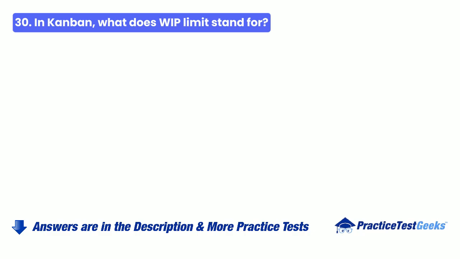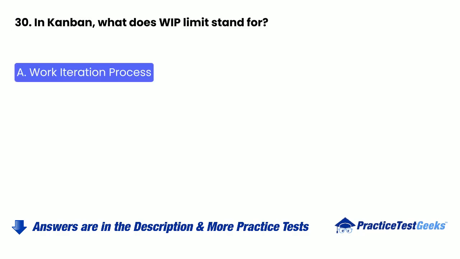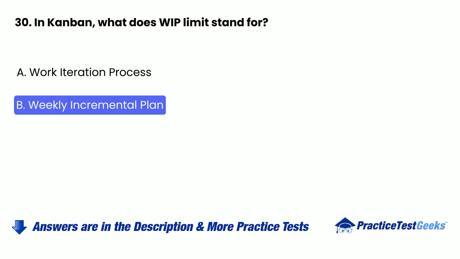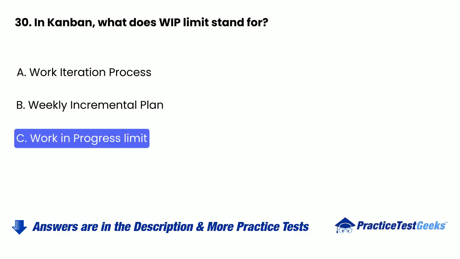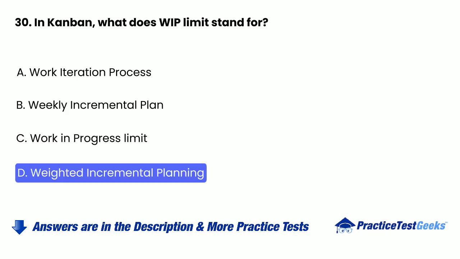(30) In Kanban, what does WIP limit stand for? A. Work iteration process. B. Weekly incremental plan. C. Work in progress limit. D. Weighted incremental planning.